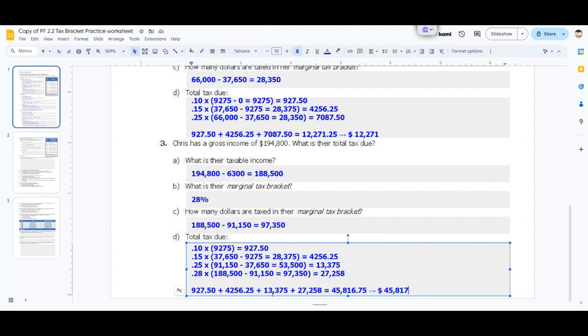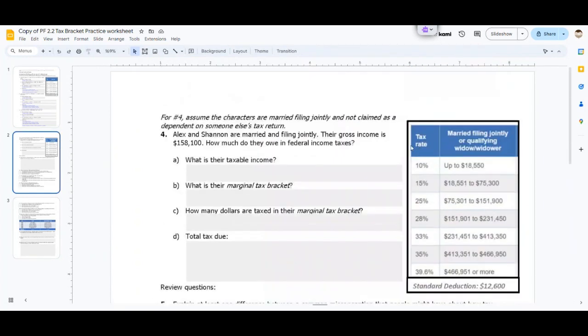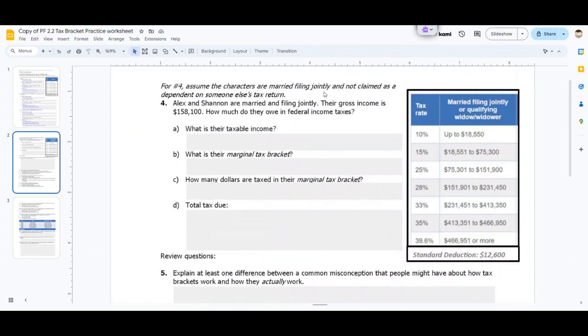All right, so again, the process can be a little confusing at first. It can be intimidating, but the more that you practice this, the more you go through it, the easier it does become. All right, one more calculation. Now we're looking at a married couple that's filing together. So the percentages stay the same, but the ranges change and the deduction changes.